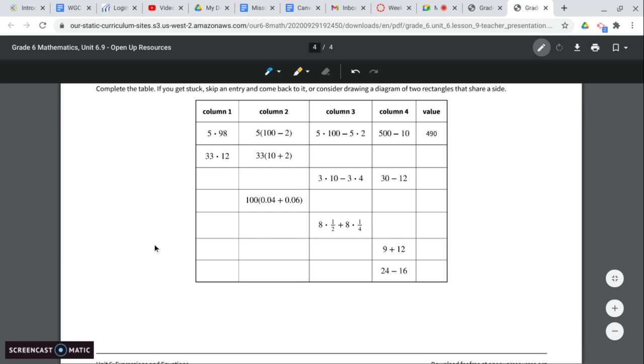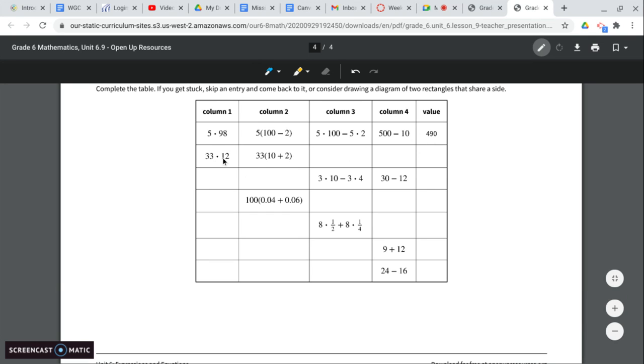So what we are doing here is we have this first example, 5 times 98. Now, do we know that right off the top of our heads? No. But we can change 98 into 100 minus 2. That still gives us 98. And so we write it as 5 times (100 minus 2). So then that means we take 5 times 100 and we take 5 times 2 and we subtract them. So 5 times 100 is 500. 5 times 2 is 10. 500 minus 10 is 490. So the value of 5 times 98 is 490.